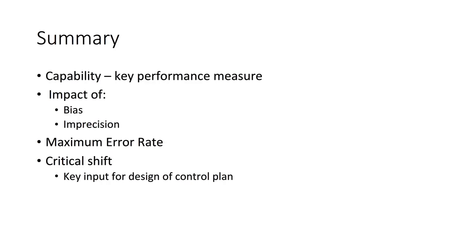Let's summarize what we've covered in this video. We covered four important topics. First, we covered capability. And this tells us the performance of the process when it's stable. This is something we want to know. We also looked at the impact of bias and imprecision on capability, and we see that variability hurts capability. And we also touched on the maximum error rate and how that depends on the medical context. And finally, we covered the idea of a critical shift. This is a key input for designing a control plan because our control plan needs to be able to detect a shift of this size if we are to remain within the maximum error rate. I think you'll probably agree that all of these things are important and worth knowing.